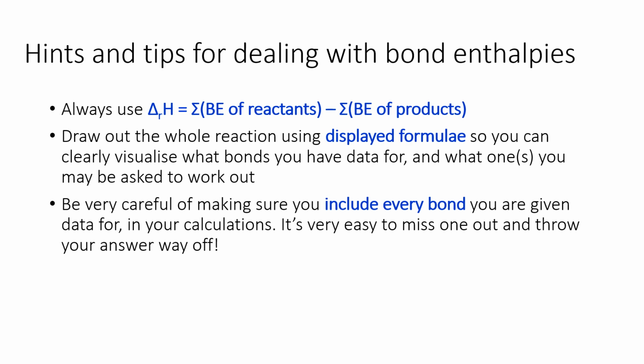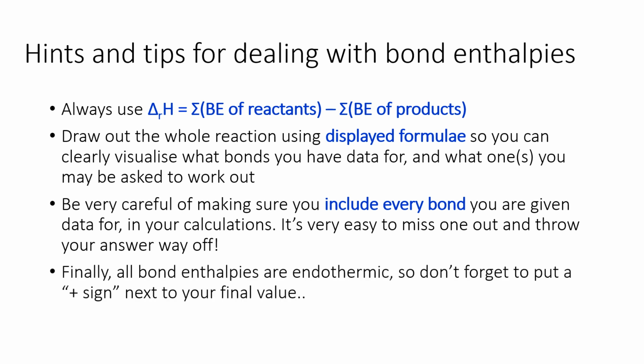So as you count the bonds up, make sure you include every single one that you're given data for, and it's easy to miss one out and throw the maths way off if you're not careful. And finally, if you're working out an individual bond enthalpy, remember that bond enthalpies are endothermic, so you must put a plus sign next to your final value.